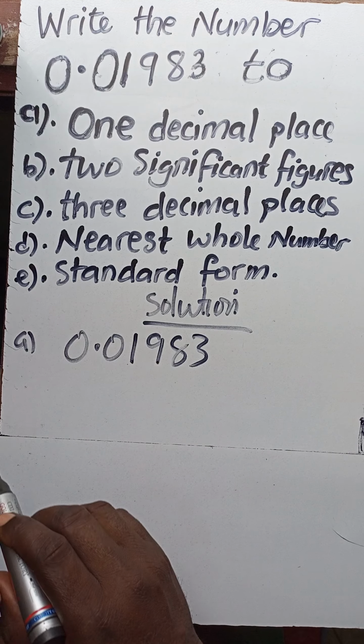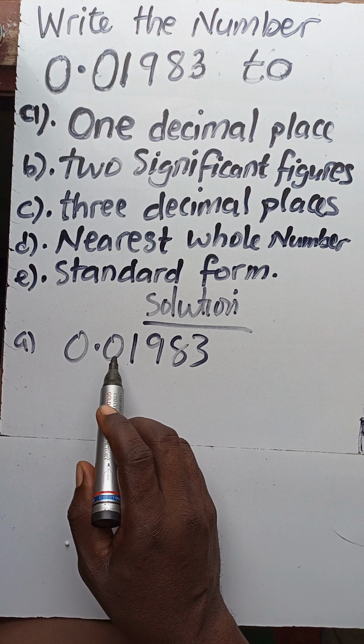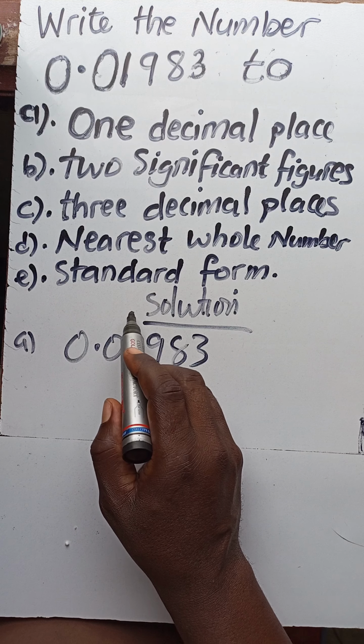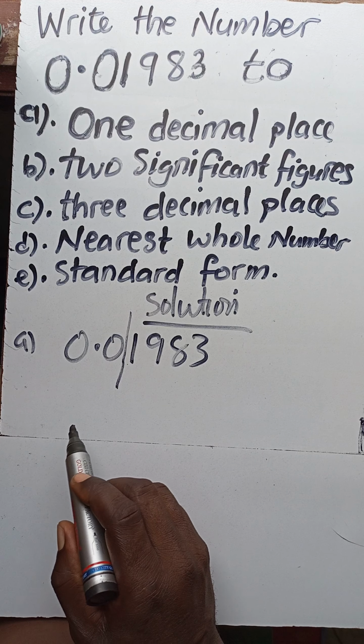0.01983, to write it to one decimal place, this is the decimal point. To one decimal place simply means we can look at the first digit after the decimal point. This digit is at the first decimal place. Therefore, all we need to do is draw a vertical stroke after that digit, and we consider the digit immediately after that stroke. If that digit is less than 5, like we have here, then it simply means that we truncate everything. We abandon everything, including that digit and all the other digits after.